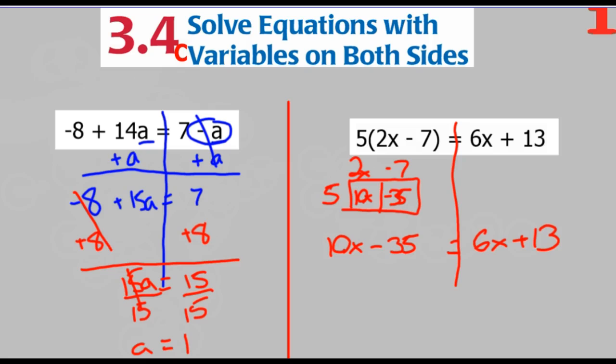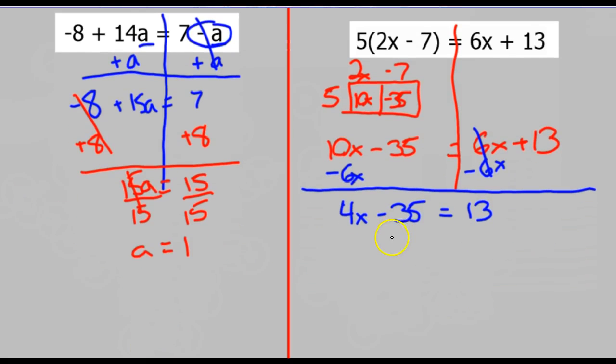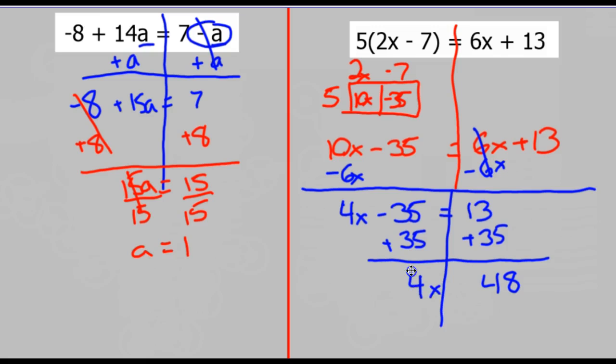Now it looks like I have more x's on the left side with 10x. So I want to move my 6x over by subtracting. I'm subtracting because the 6x was positive, so the opposite is to subtract. So 10x minus 6x gives us 4x minus 35 equals 13. Next step is to add 35. Thirteen plus 35 is 48. 4x equals 48. Divide by 4. And x equals 12.